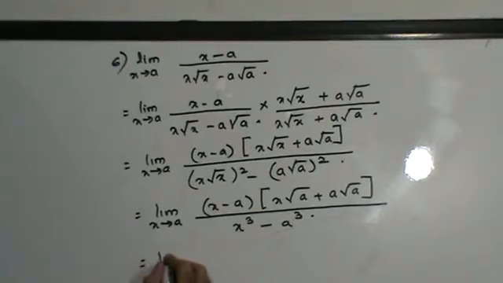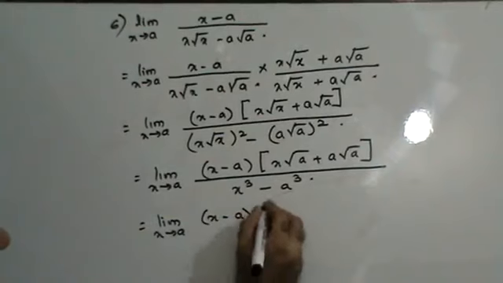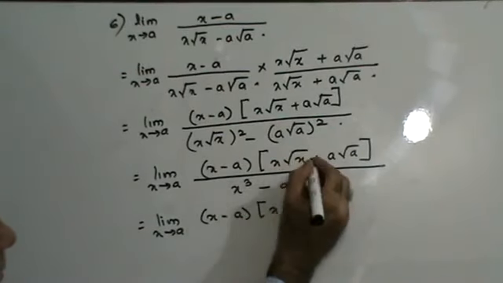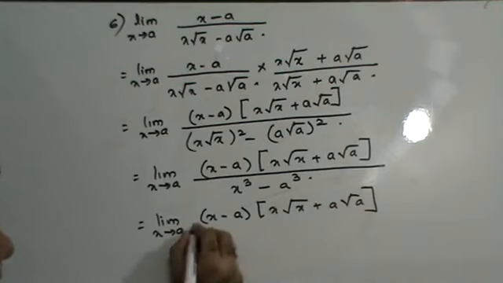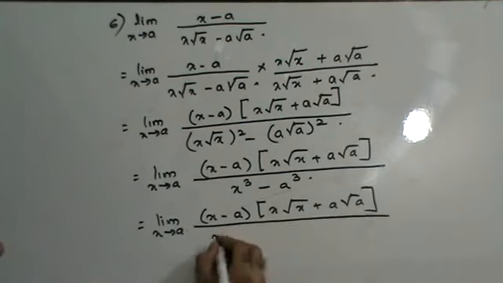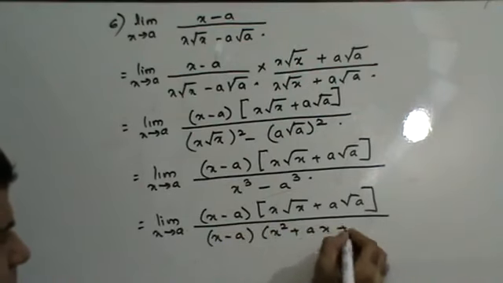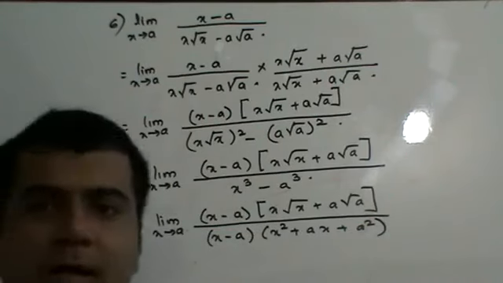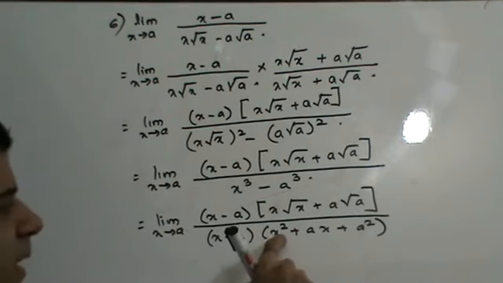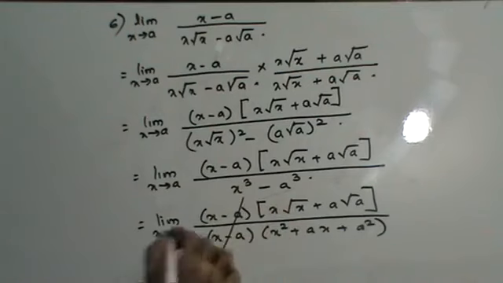So this is going to be limit of x tends to a, x minus a, x root x plus a root a upon x minus a, x square plus ax plus a square. What did I do here, people? I used the formula a cube minus b cube, that's a minus b, a square plus ab plus b square. X minus a in the numerator and denominator gets cancelled.